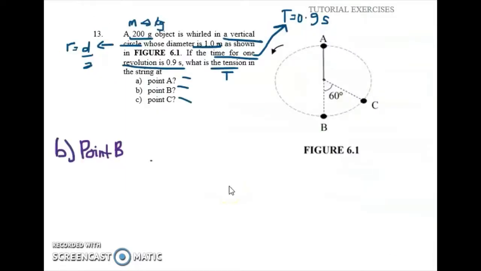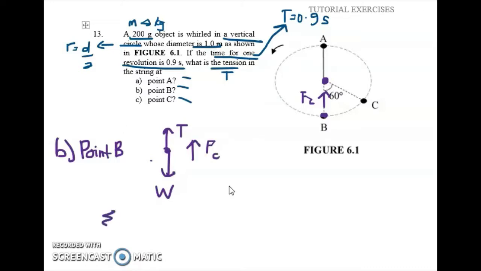Okay, so for point B, it's straightforward. So you have to sketch free body diagram. So this time, this is the string, so tension will be upwards. Now the direction of FC, okay, this is your center, this is your object, so FC is this direction. But I don't want you to label the direction of FC at the free body diagram. So the direction of FC is actually like this.